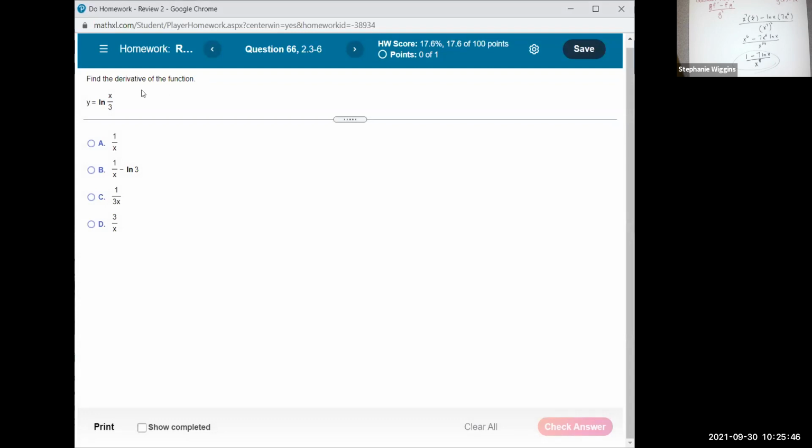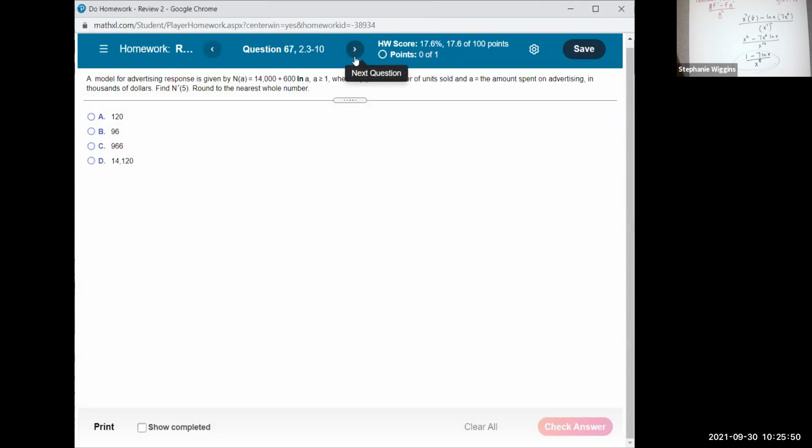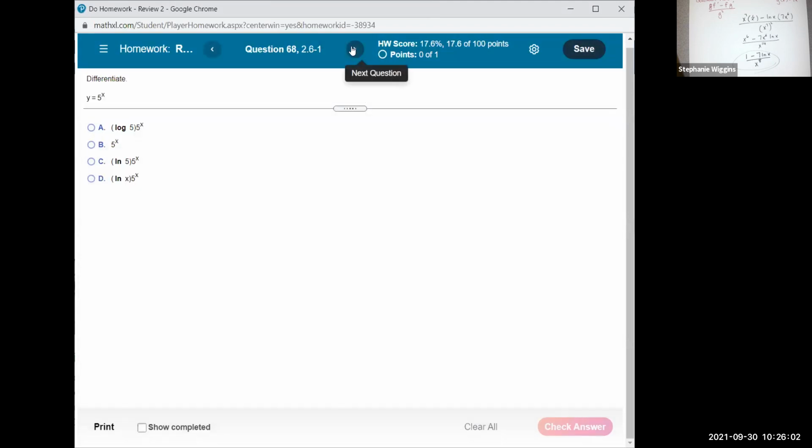Find the derivative of this function. These are all natural log. I'm going to skip these because we've done quite a few examples. We've talked about word problems. They're asking for the derivative, and then they want you to plug in 5. So I'm going to let that one go. I want to find some, here we go. These are log functions and exponential functions that are not base e. So we're kind of getting to that part.